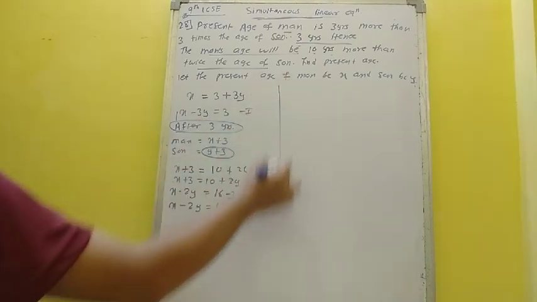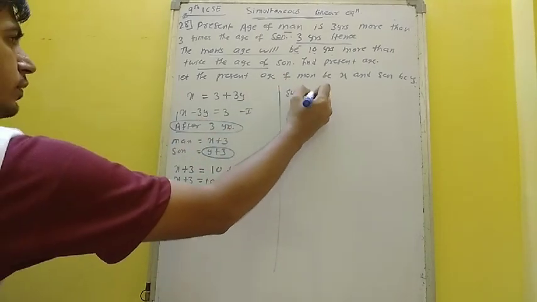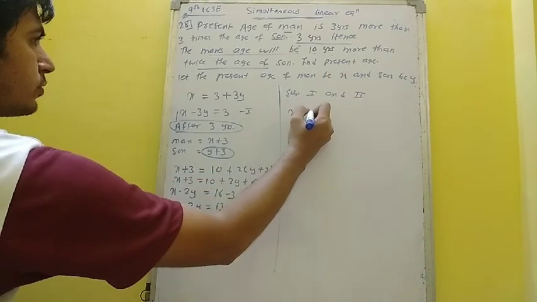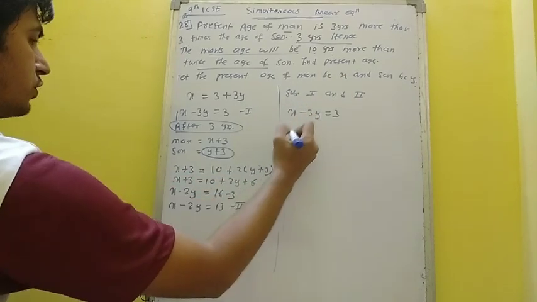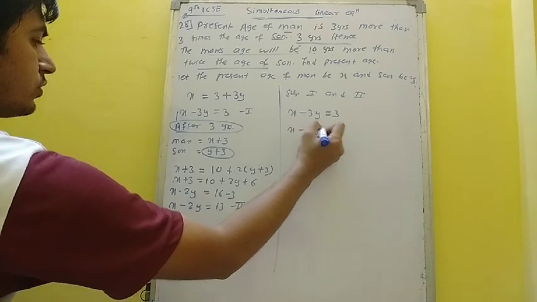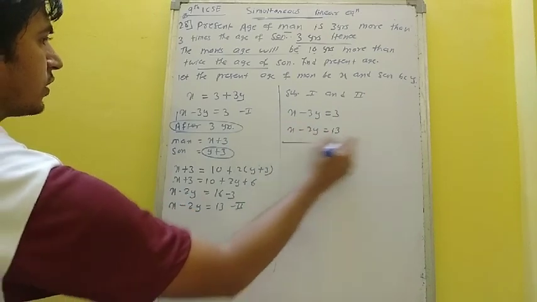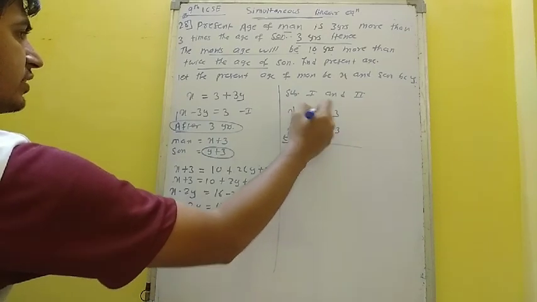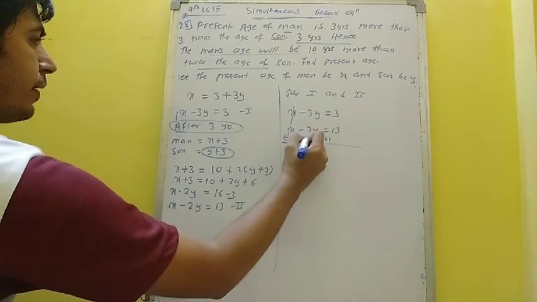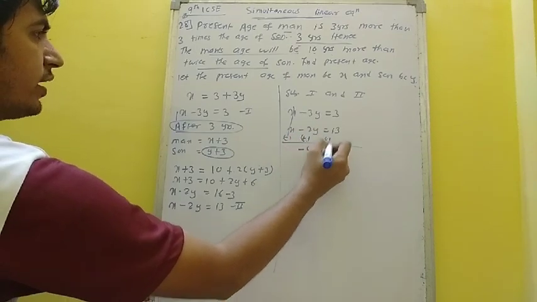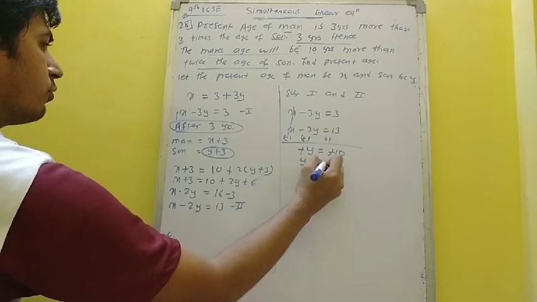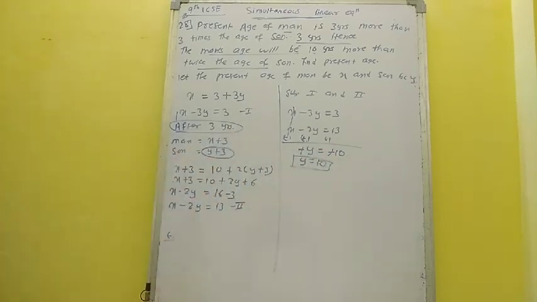Now we will subtract it. Subtracting 1 and 2. So we have x minus 3y is equal to 3. X minus 2y is equal to 13. Minus plus minus. So this gets cancelled. Minus 3y plus 2y is minus y. 3 minus 13 is minus 10. So we have value of y. Y is equal to 10.